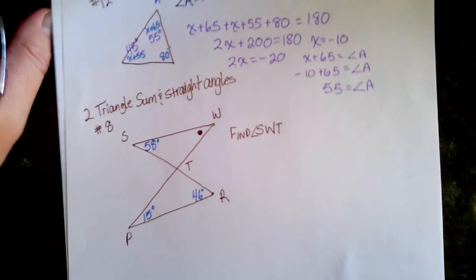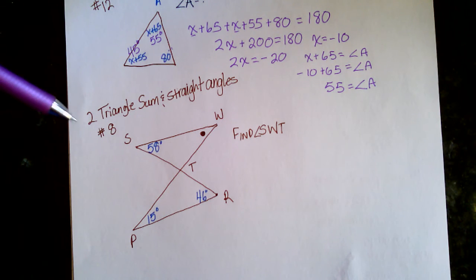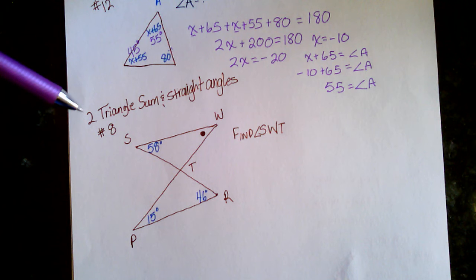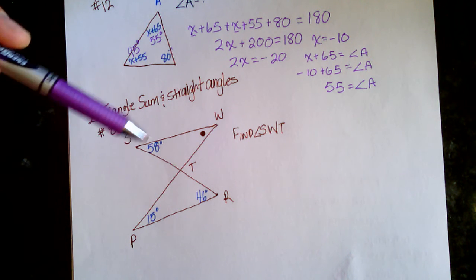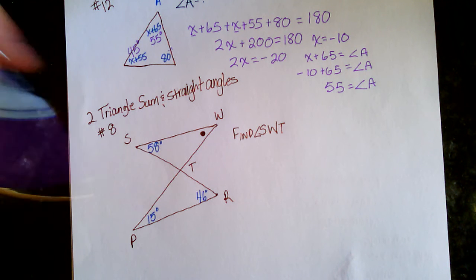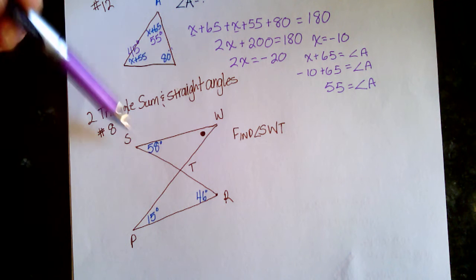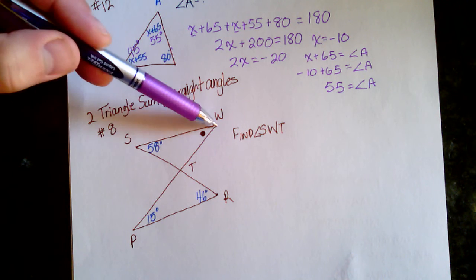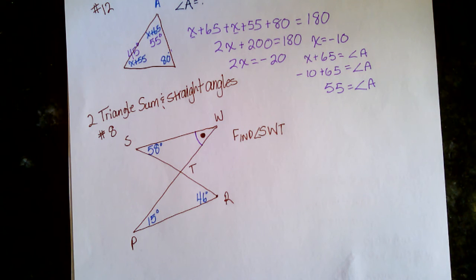Second problem that you guys asked about, which I appreciate so much, is on the second worksheet, it's problem number 8. This is on the worksheet, triangle sum and straight angles. Here you have a situation where you have two triangles and some lines, some points labeled. The goal is to find angle SWT. So start over here, SWT, trying to find this angle with the dot.